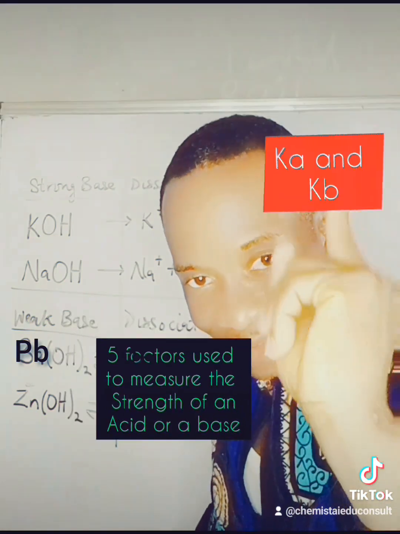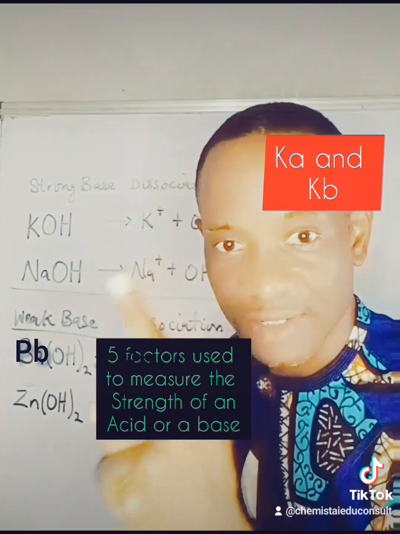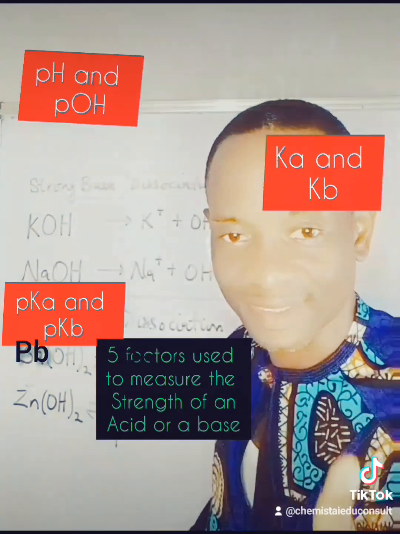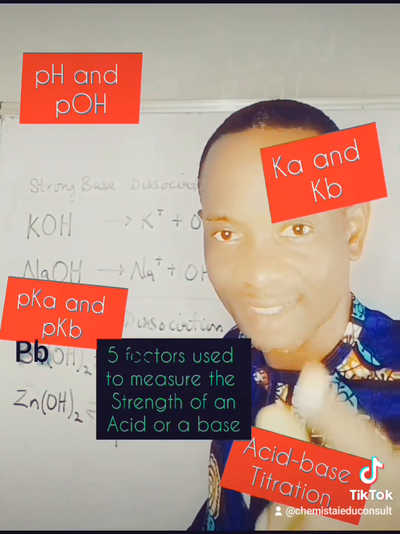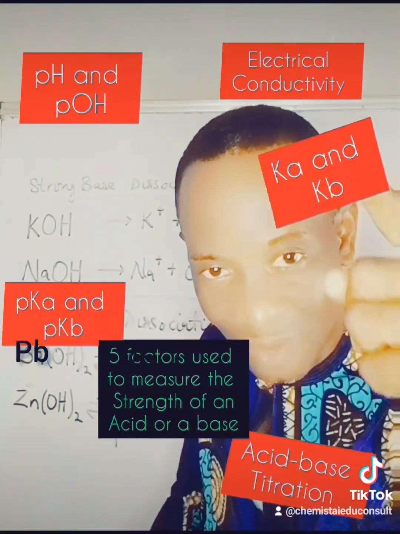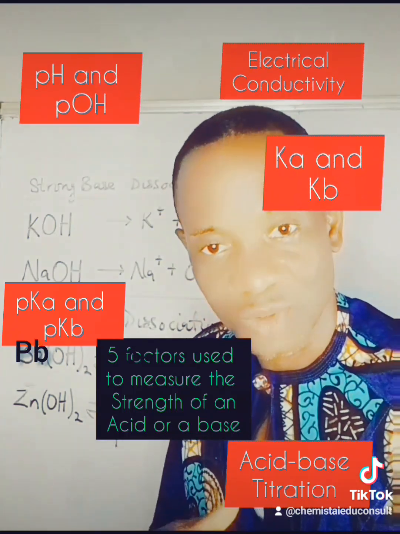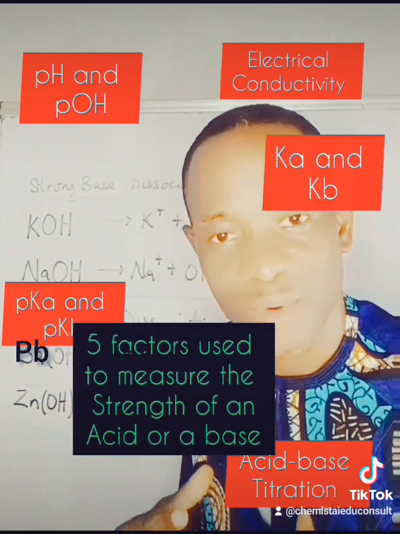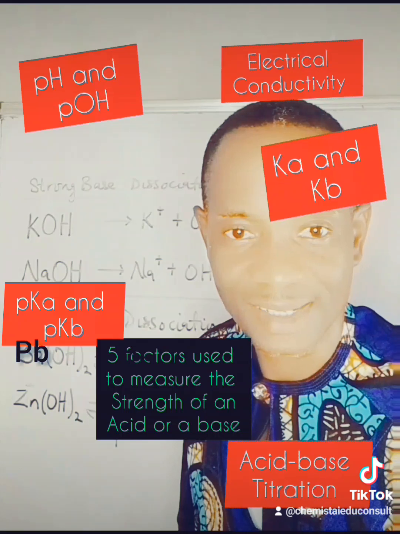They are 1, 2, 3, 4, 5. In the next video, we are starting with number 1. These are the things you need to study in order to know what strength is when talking about acids and bases.